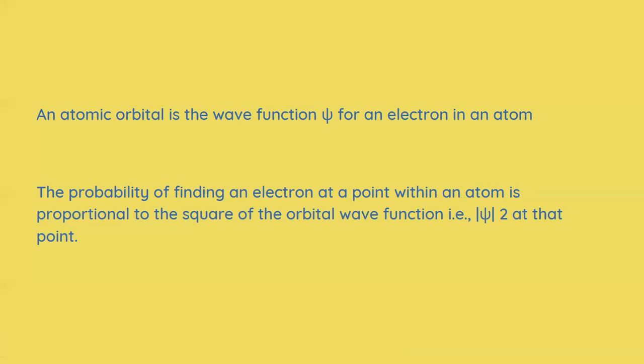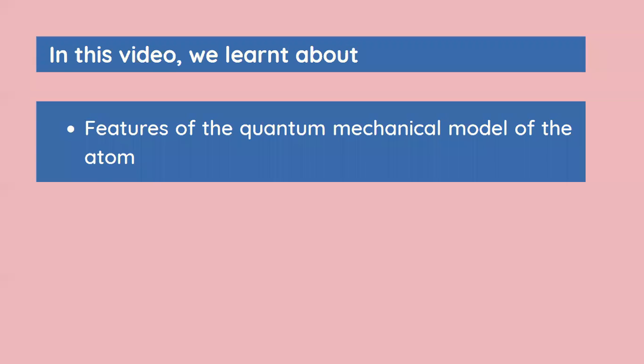As I told you, in the quantum mechanical model of the atom, we are not speaking specifically in terms of the position or the area where we can find the electrons. On the contrary, we are talking about the probability, because according to Heisenberg's uncertainty principle, it is not possible to predict the electron's velocity as well as the position. So with that, we finish the various features of the quantum mechanical model of the atom.